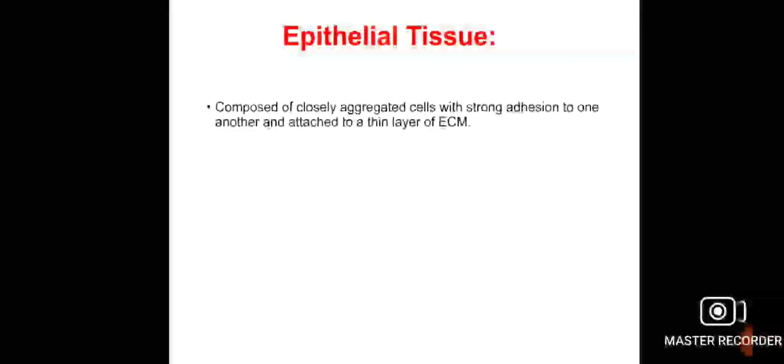Now, what is the epithelial tissue? It is composed of closely aggregated cells with strong adhesions to one another and attached to a very thin layer of extracellular matrix. Cells are closely opposed to each other. The epithelial tissue covers a body surface or lines a body cavity and forms most of the glands.